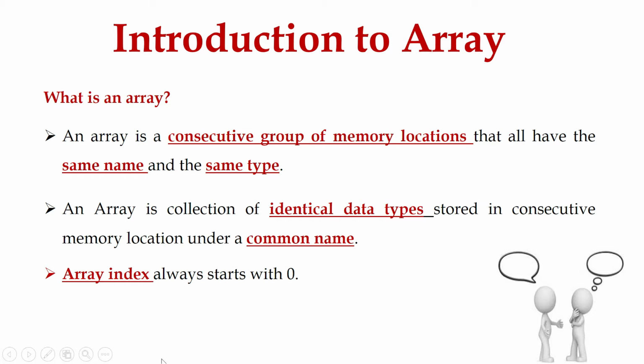So array index always starts with 0. I will explain to you later what an array index is. So what is an array? Array is a collection of identical data type. It's very important. Same data type. If it is an integer, you can store integer values. If it is a float, you can store only float values. In a consecutive memory location, means one after another, under a common name. And array index always starts with 0.